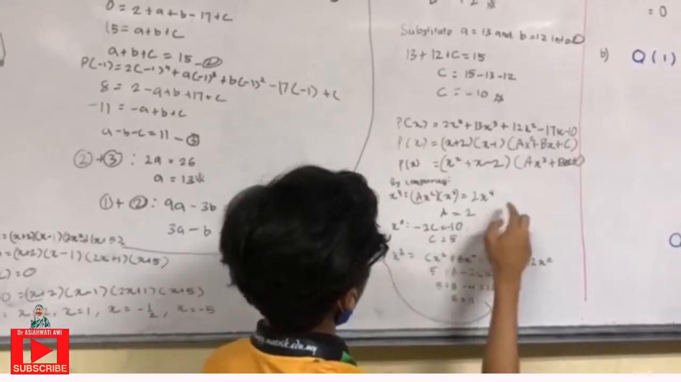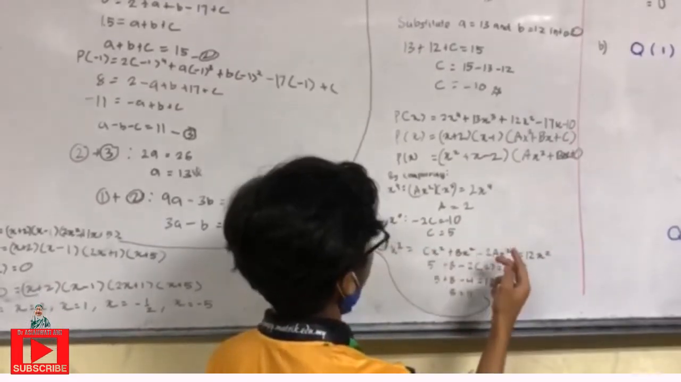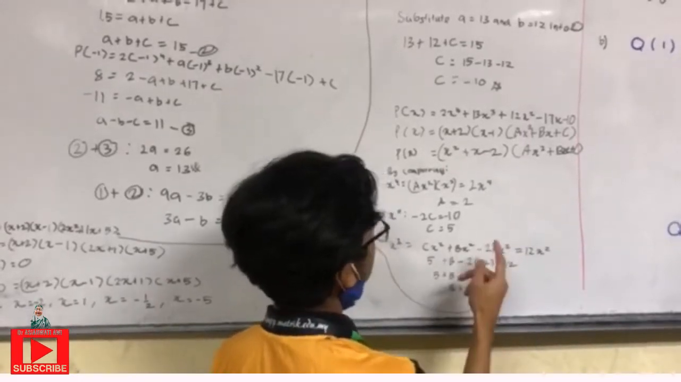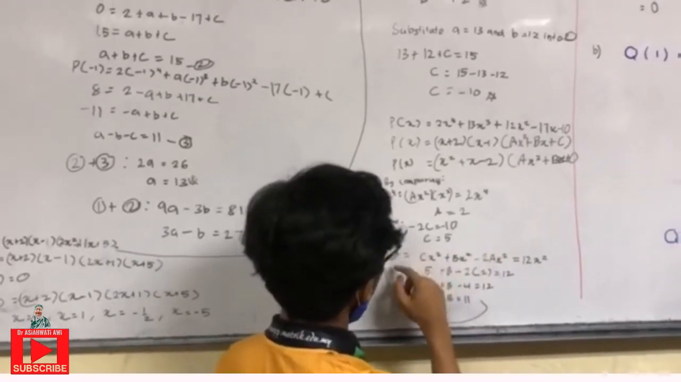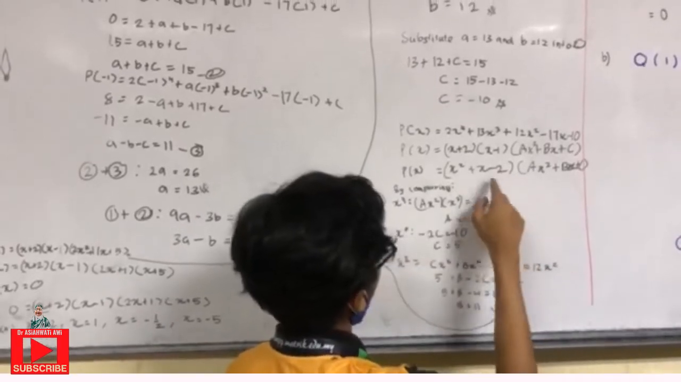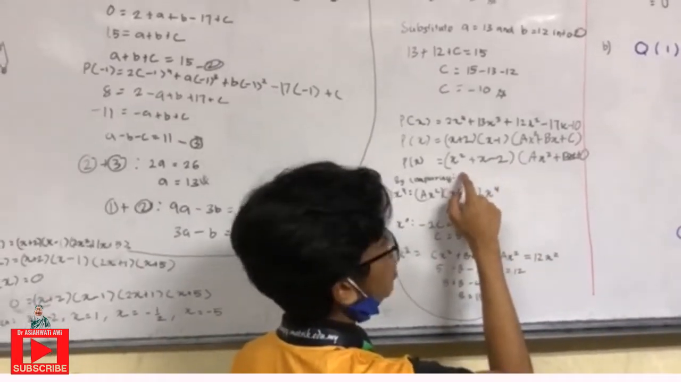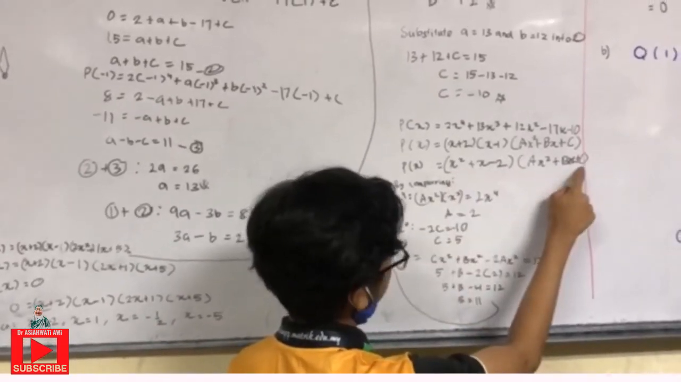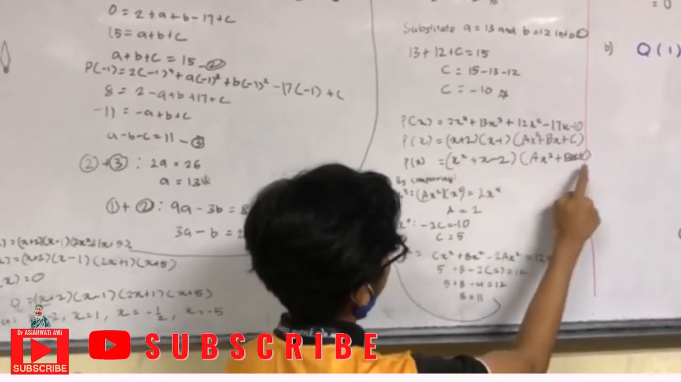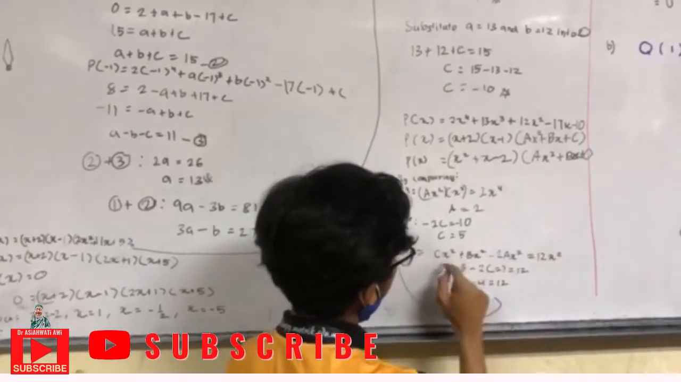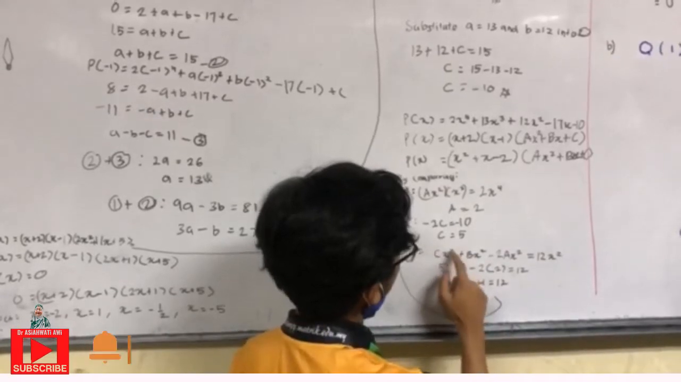Lepas tu kita nak buat x power of 1 pun boleh, x power of 2 pun boleh. Sebab kita nak cari nilai terakhir dia, b. Okay, kalau macam ni buat x power of 2. Kita tengok sini, mana yang ni dengan yang ni boleh dapat x power of 2. X square darab dengan c. Okay, dapat satu. X square, ni buat darab terus.